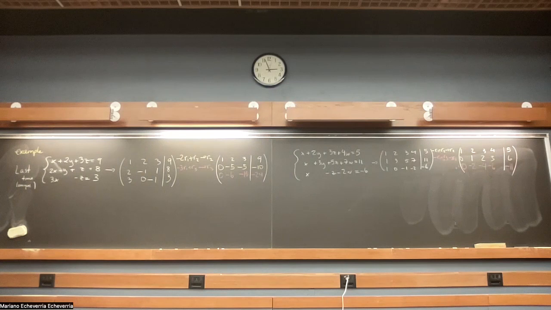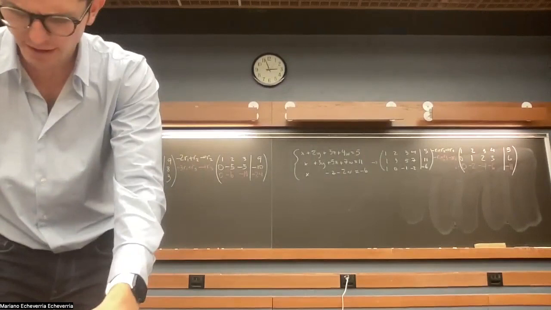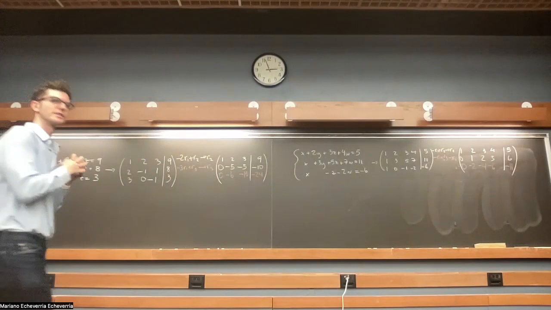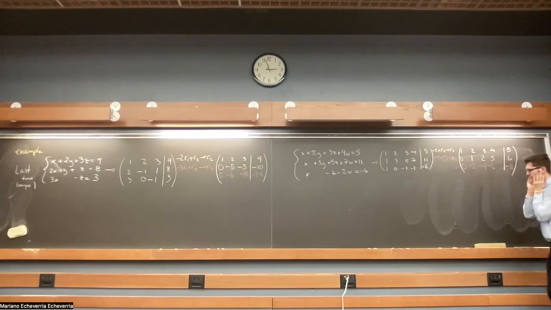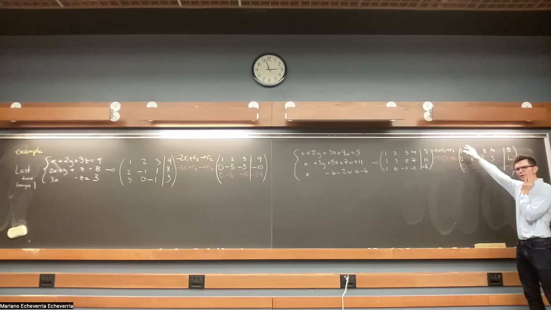Does that make sense? So far so good. Questions about this? And again, we're trying to get this as close as possible to the identity. So the first column looks like the column of an identity matrix, a 1 and a bunch of zeros. This one already has a 1 here. So the goal would be to make this a 0 and this a 0, right? So how do you make those things happen?